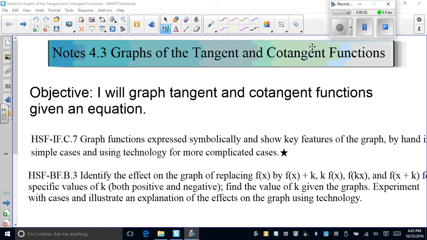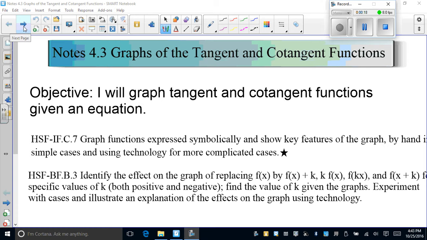Graphs of the tangent and cotangent functions. So your objective is to graph the tangent and cotangent functions given an equation. I do want to throw in there that A, B, C, and D are still going to do the exact same thing as they did on sine and cosine.